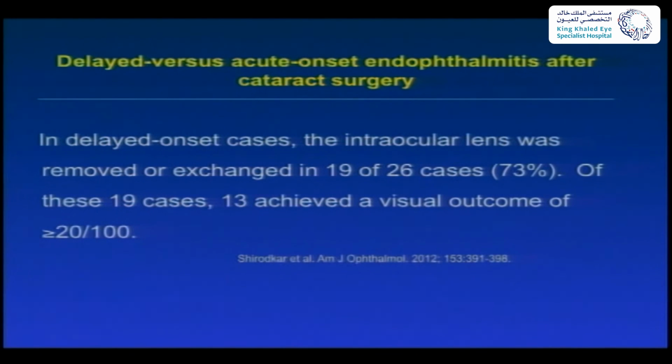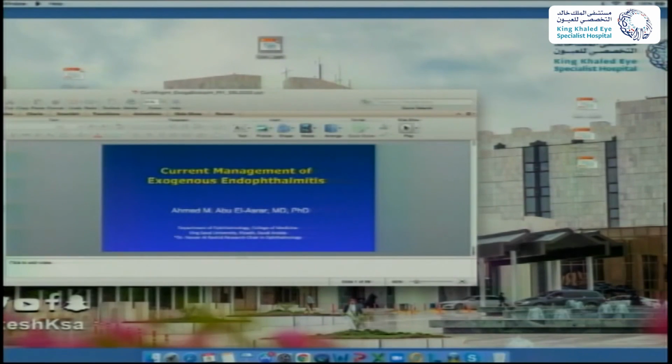In the late onset cases, the intraocular lens was removed or exchanged in 73% of the patients because they did not respond, so we had to remove the intraocular lens. Of these 19 cases in which the intraocular lens had to be removed, 13 achieved a visual outcome of 20/100 or better. Thank you very much for your attention.